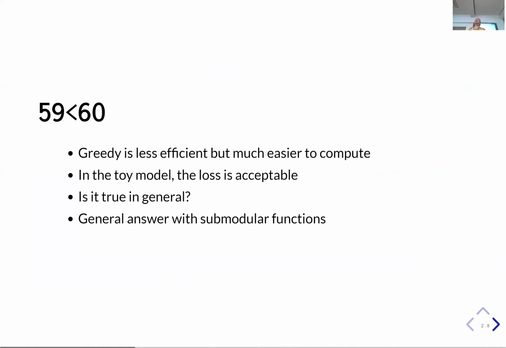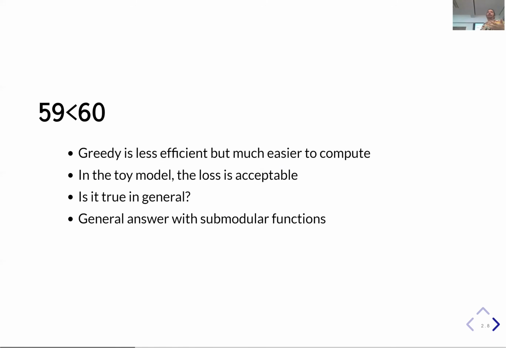And this is actually the intuition that I wanted to give you before we start. So 59 is obviously smaller than 60. So yeah, great discovery. We will prove it. So of course, when you do something greedy, it's not as efficient, but it's much easier.